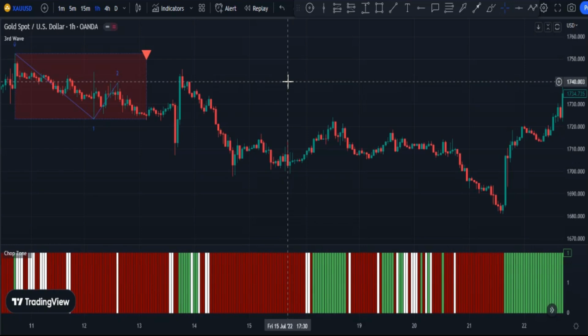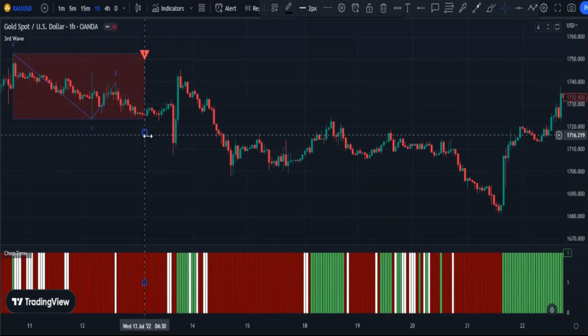Let's check out some more examples in another chart. We're currently in the gold chart with the 1 hour time frame.